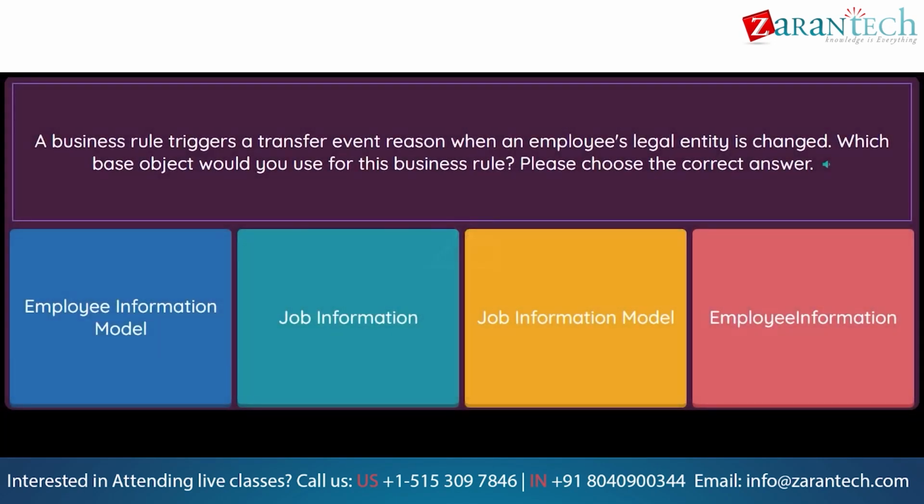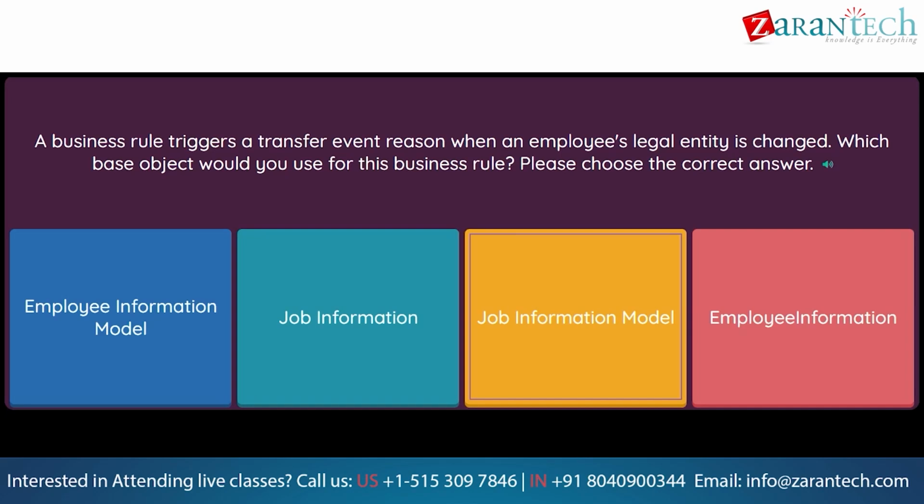Question: a business rule triggers a transfer event reason when an employee's legal entity is changed. Which base object would you use for this business rule? Please choose the correct answer. Option 1: Employee Information Model. Option 2: Job Information. Option 3: Job Information Model. Option 4: Employee Information.